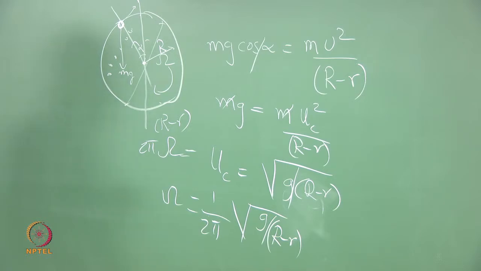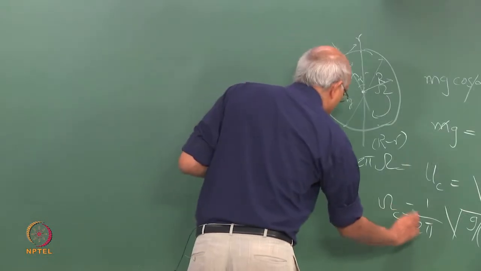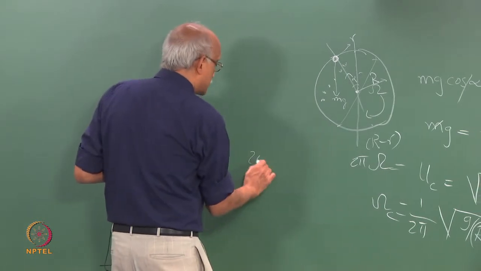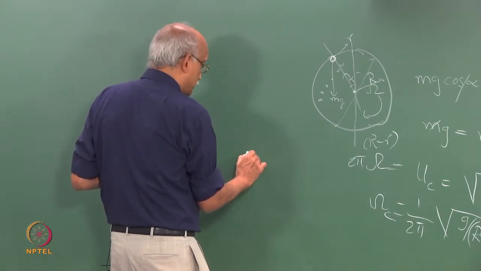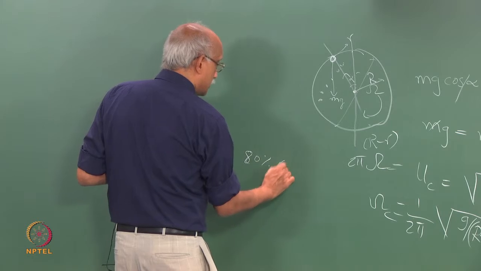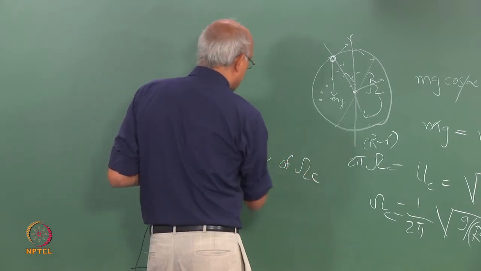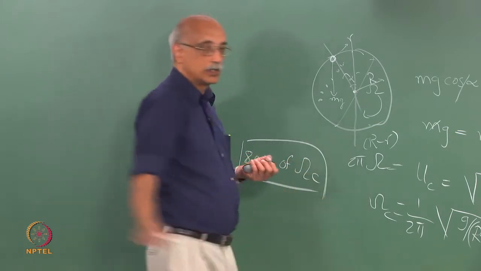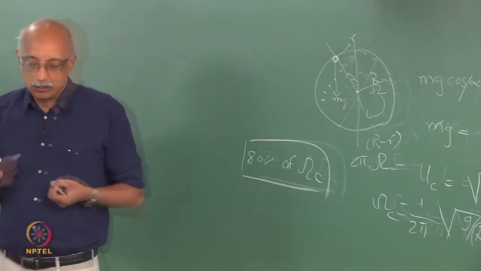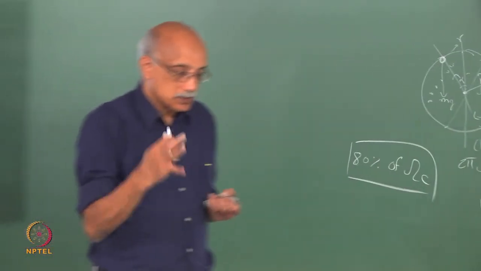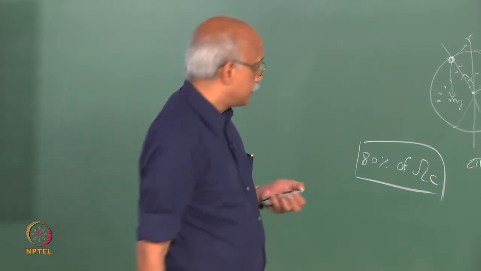So what you would like to do is operate at about 20% or roughly 80% of omega c. That will be your operating point in order to ensure that you do not have too much happening by way of centrifugation.